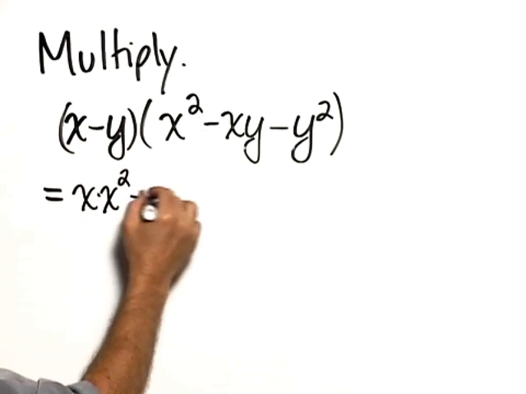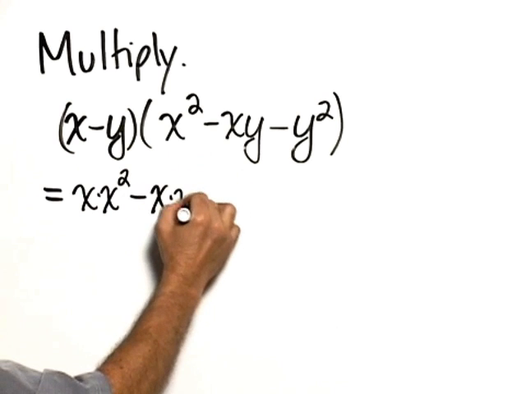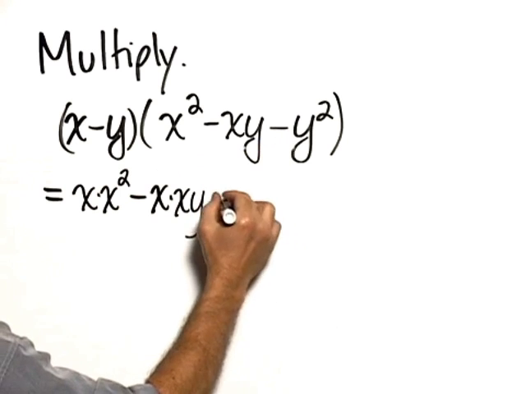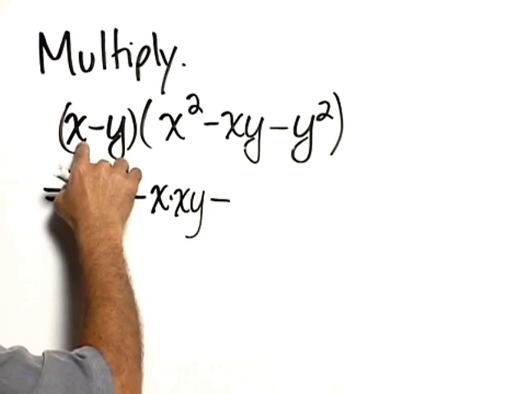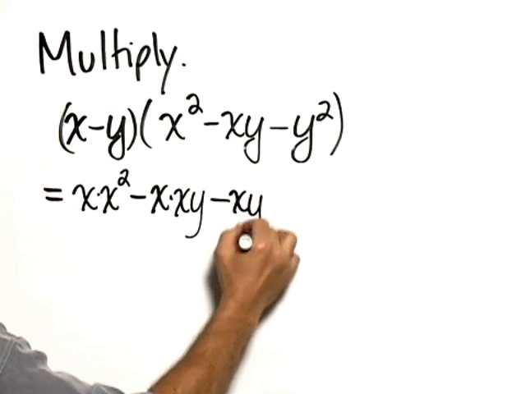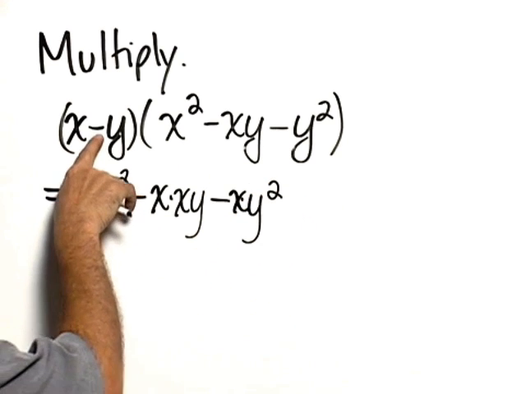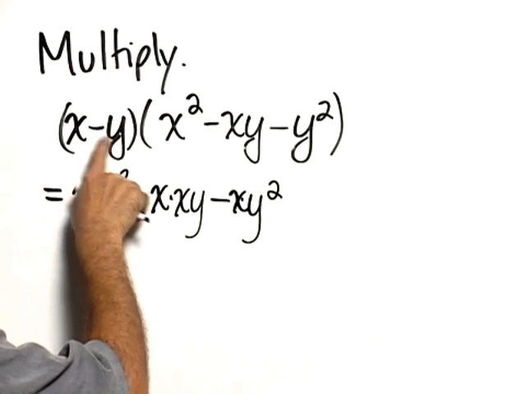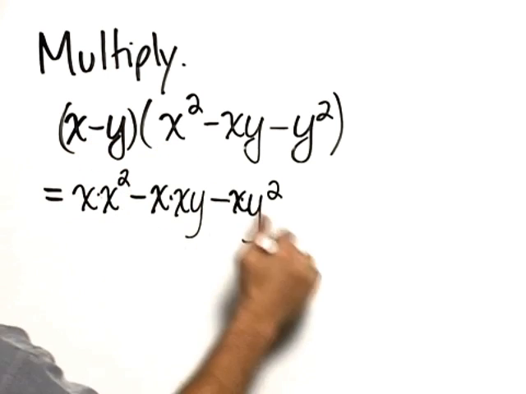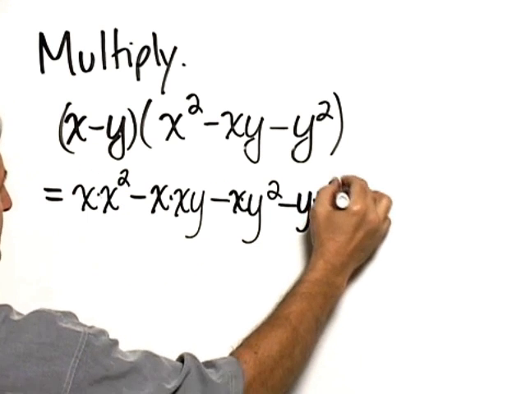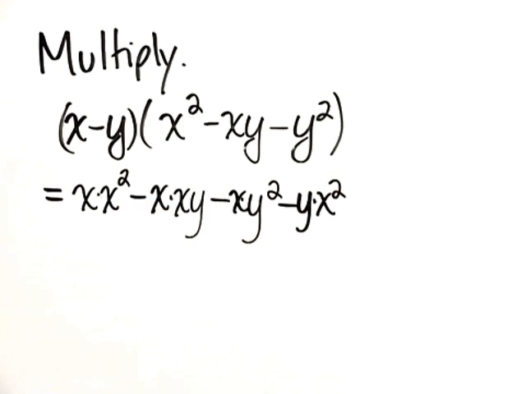then minus x times xy, and then x times, or it's a minus here, so it's minus x times y squared. Now come back and multiply the negative y, or the opposite of y, times x. So that would be the opposite of y times x squared is what I should say.